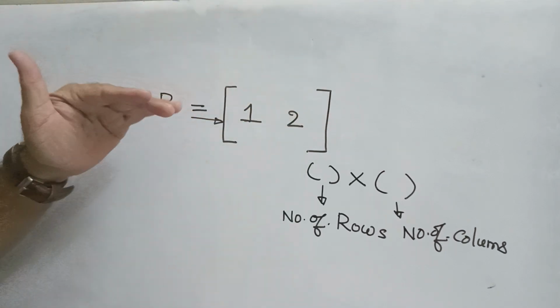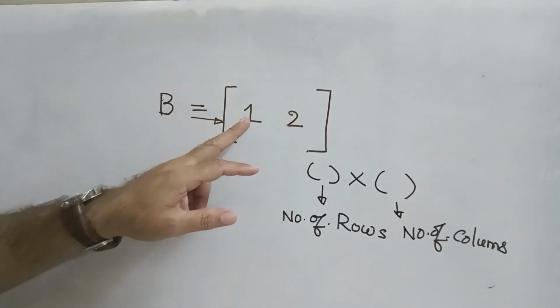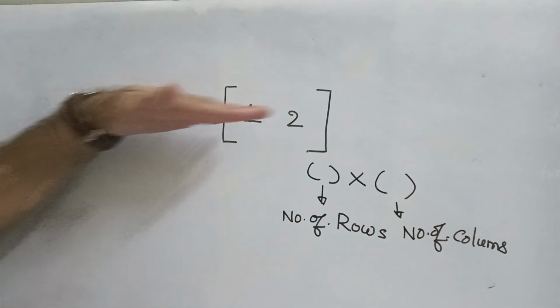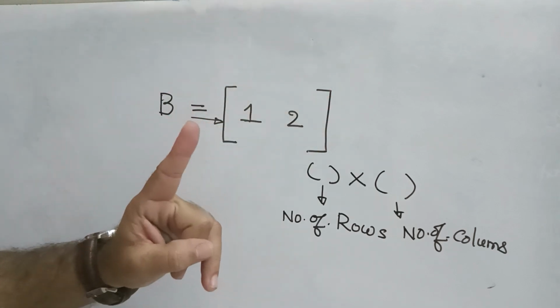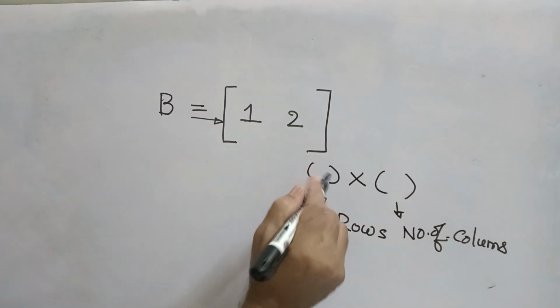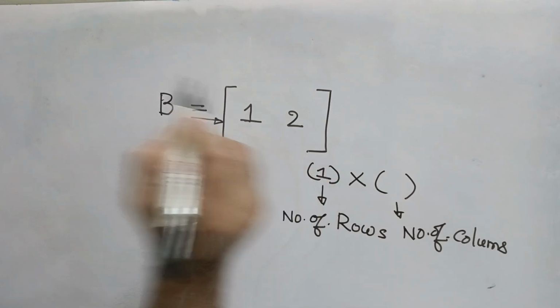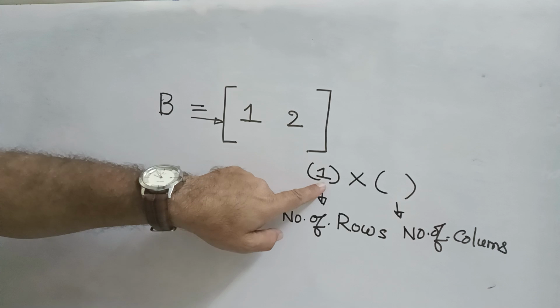What are the elements in that row? 1 and 2 are the elements in the first row. We have only one row, is it not? Therefore, in this bracket you can simply write 1. Clear? So, you have to write 1 here.